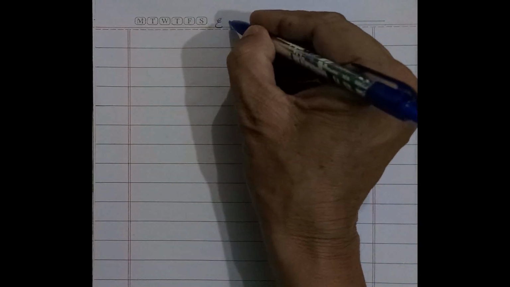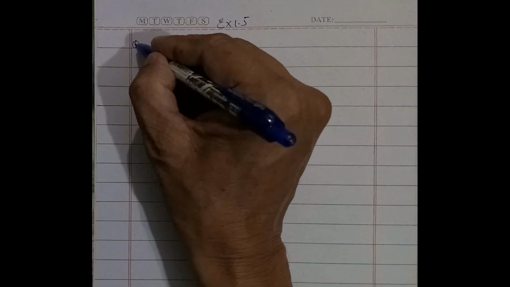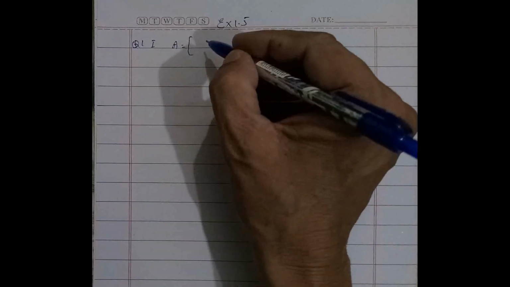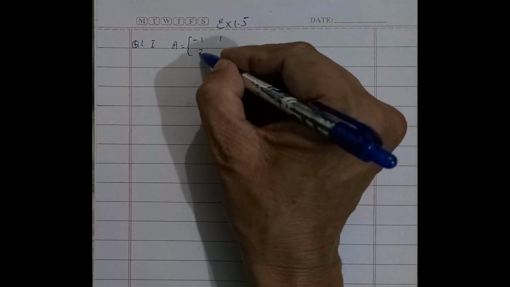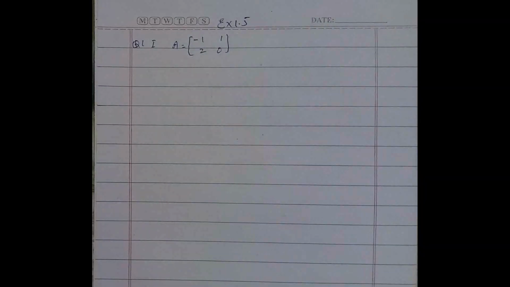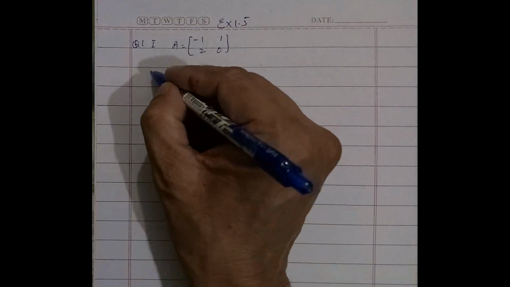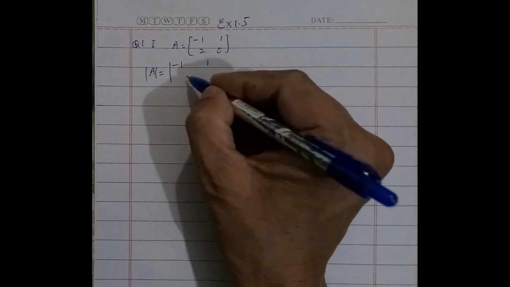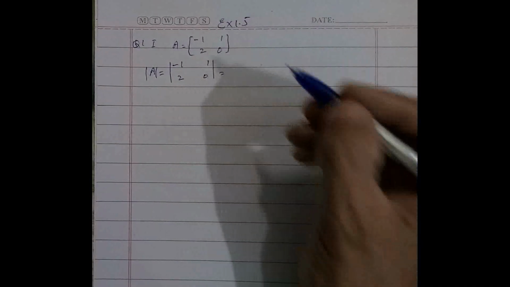Class 9, exercise 1.5, in which we find the determinant of the following matrices. Question 1, first part: A matrix is [-1, 1; 2, 0]. We find the determinant of A, which is the determinant of the matrix [-1, 1; 2, 0].